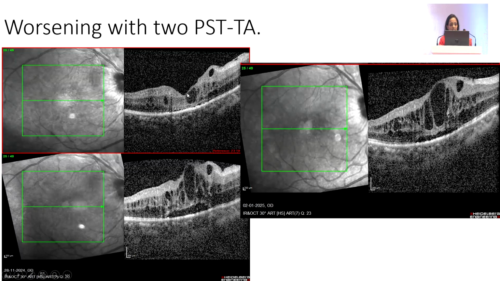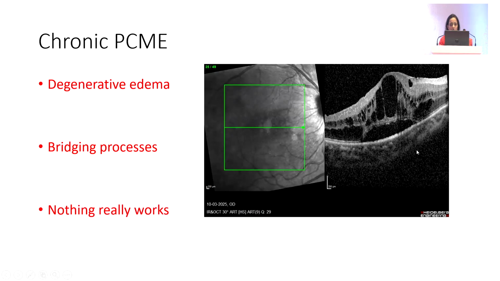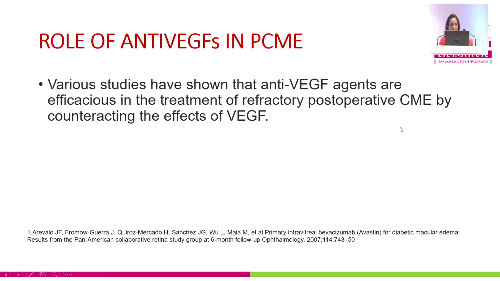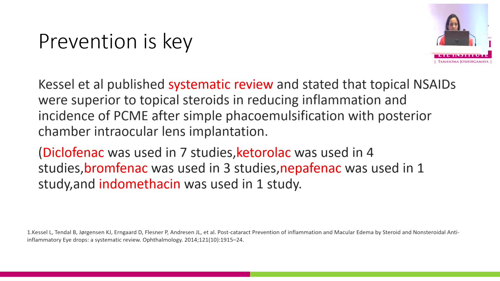Now let's look at this patient. She has been having low vision post-cataract surgery for a very long time, probably more than 6 months. She comes to us and very surprising that she had worsening with PST. Now you can see we gave actually Eylea, which is longer acting, but it kept worsening. What I want to say is this kind of degenerative edema with bridging processes, nothing really works. Anti-VEGFs have been seen to be effective, but there's no significant difference between the anti-VEGF agents.